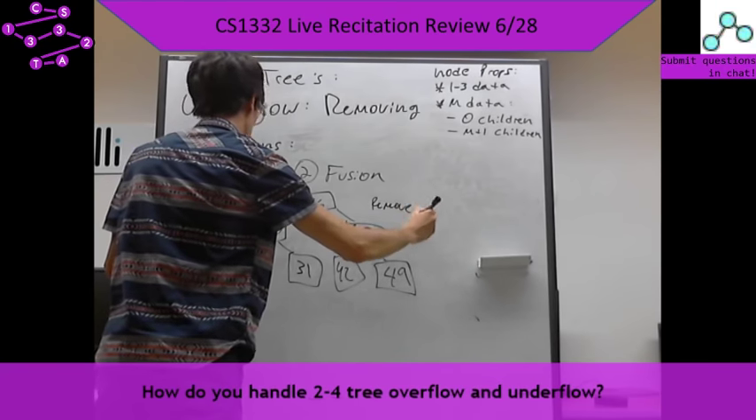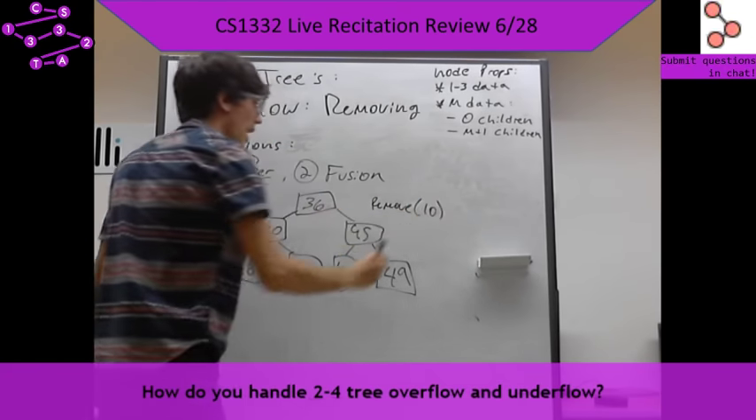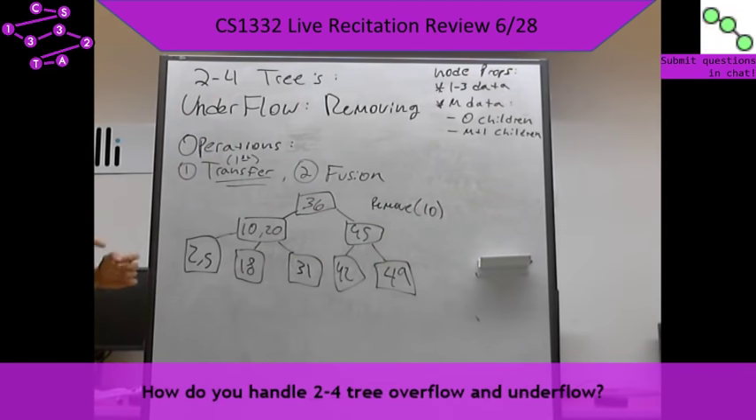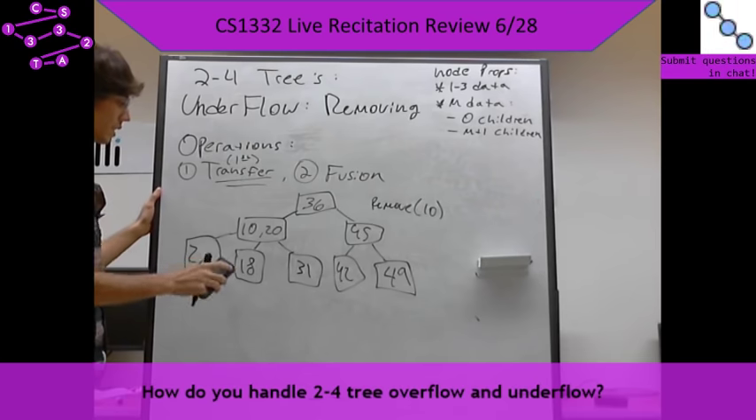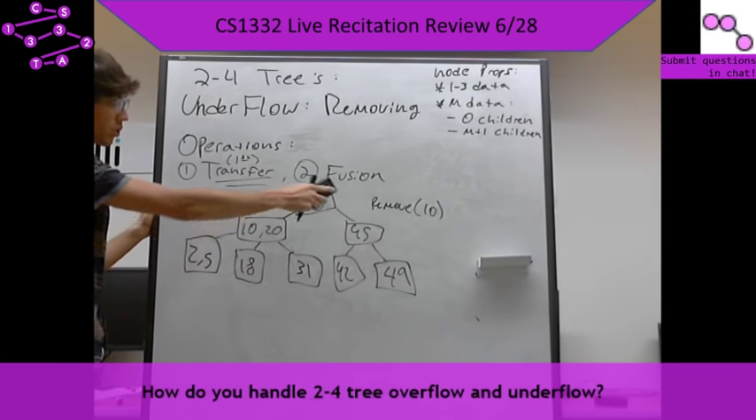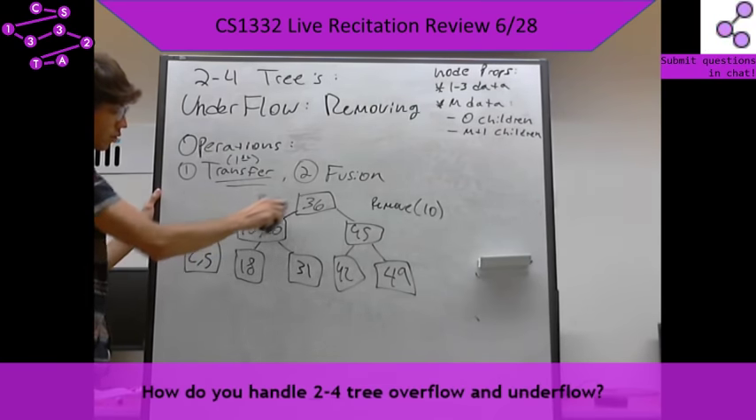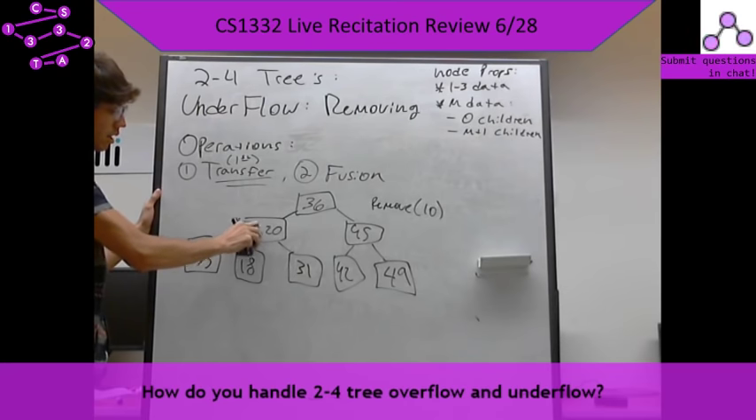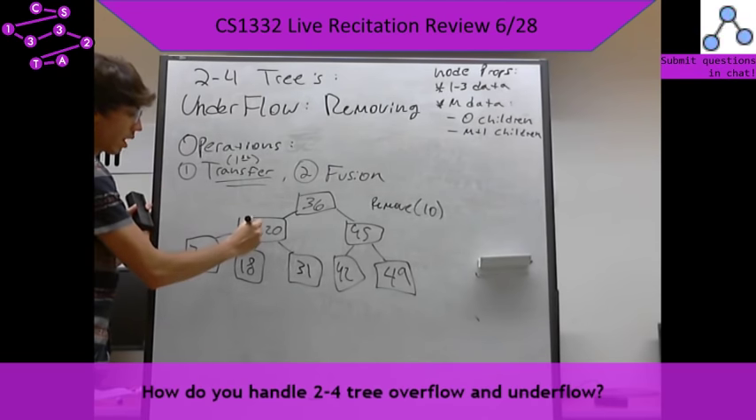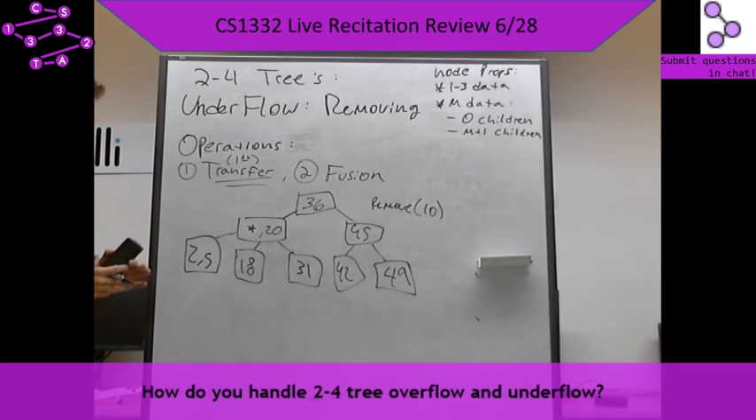So the first thing we're going to do is remove 10. And this is an example, and we shall see, right, of a very easy and simple 2-4 tree remove. So we'll come in and we'll remove 10, traverse through the tree just like we would in a BST, right? And then now we get underflow right here in this node. Now this is very important. A lot of people forget this.